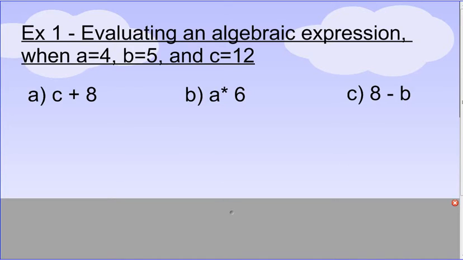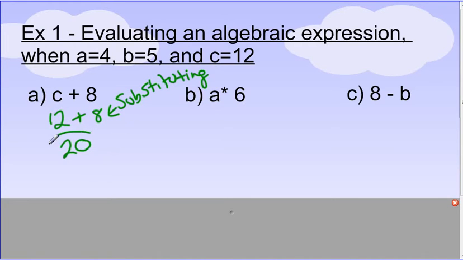Alright, so let's look at a couple of these problems, and you'll see that these should all be fairly easy. So here we have c plus 8. Now, if that's all the information they gave us, we could not do anything with that problem. But because in the directions they tell us that c equals 12, well then we can plug that 12 in for c. Everywhere you see a c, you plug in 12. This is called substituting. And then you evaluate. Evaluate means to do the math. So 12 plus 8 is 20. And that would be done.